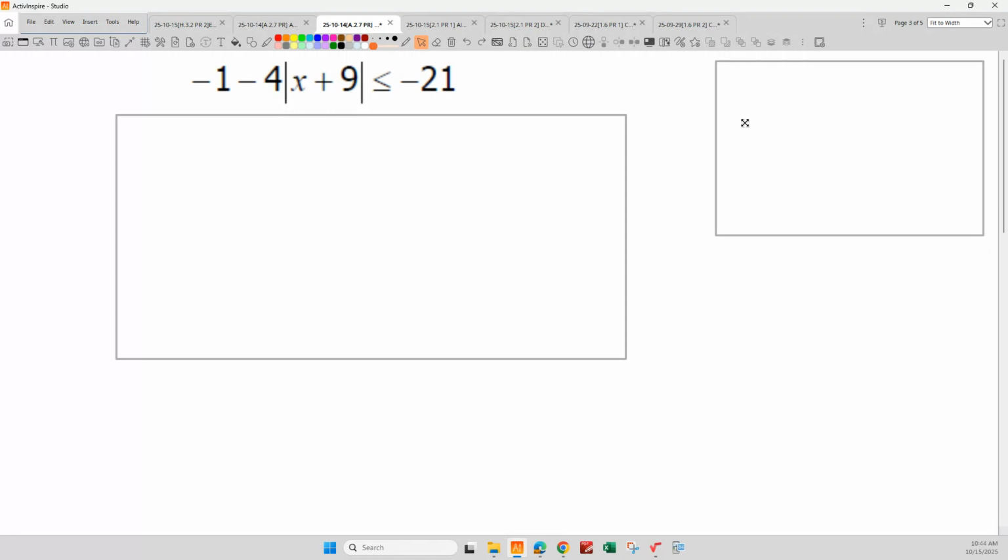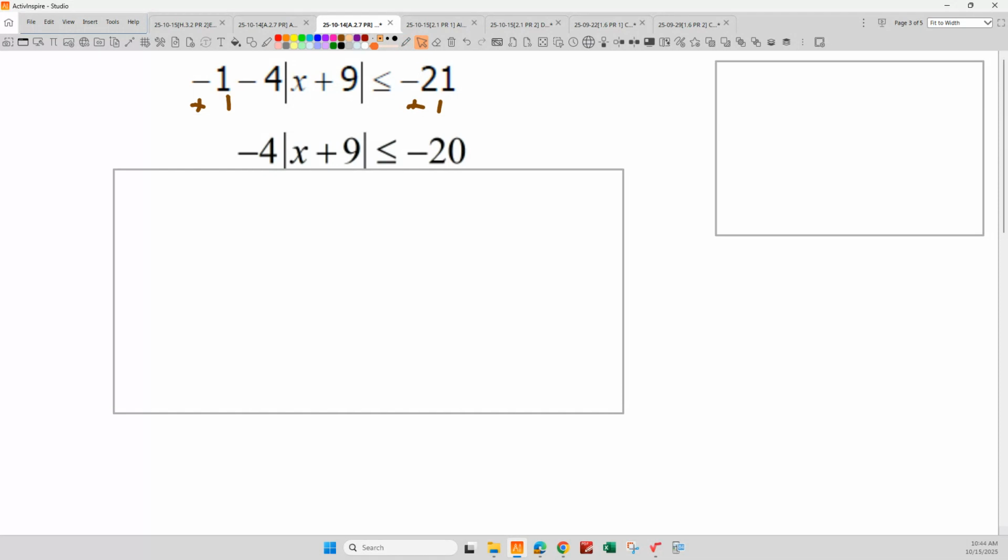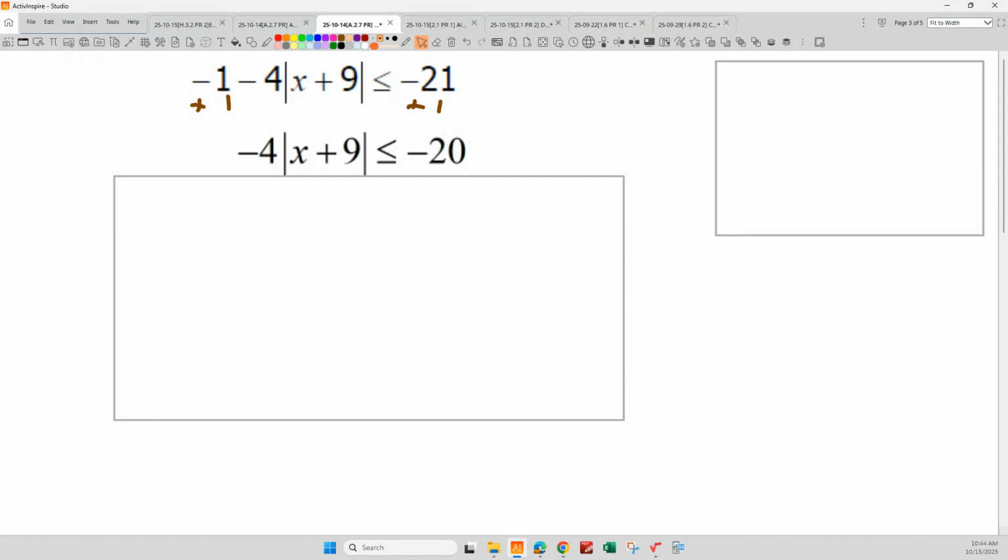Isolate the absolute value. Okay, and what do I do first to accomplish that? You would add 1, right? We're using inverse operations to isolate. So we add 1 to both sides. I totally agree with that. Okay, and that's just going to give us that, right? Now what?